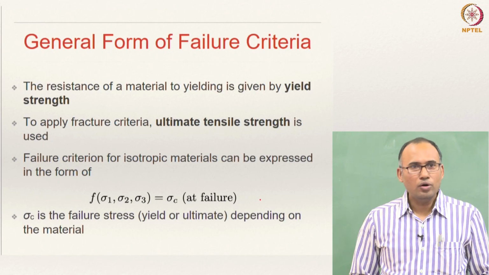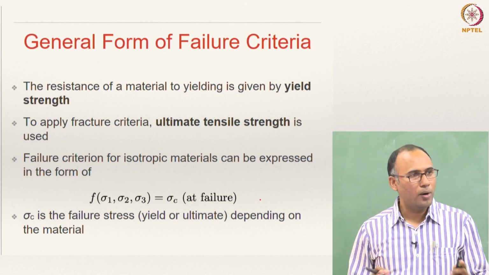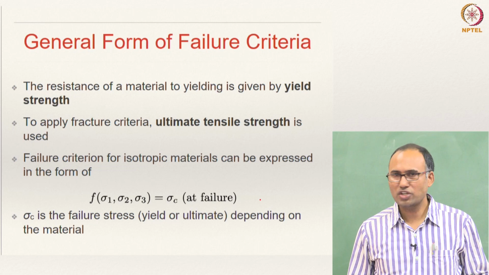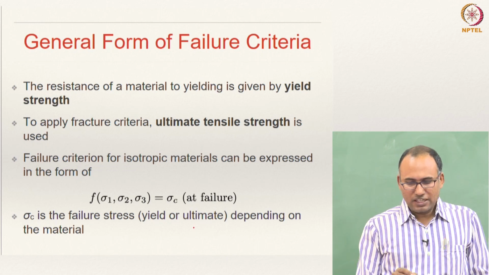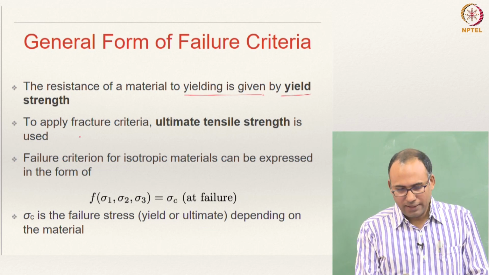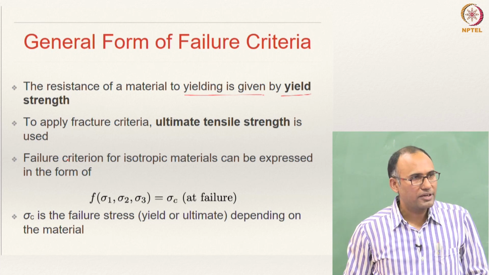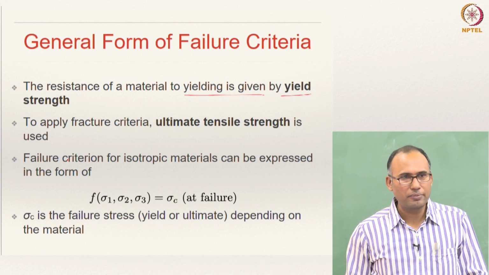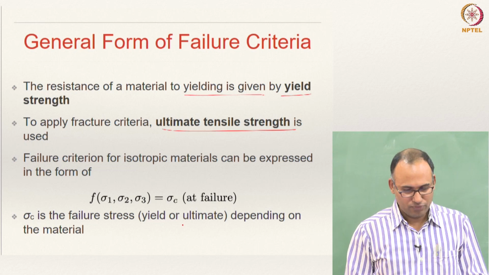All right. So, what does the general form of a failure theory look like? What should be the functional form? Let us say the resistance of a material to yielding is called yield strength, that is something that we know, and that is for ductile materials. If you want to design components made of brittle materials, then you need to consider ultimate strength as your failure criterion.